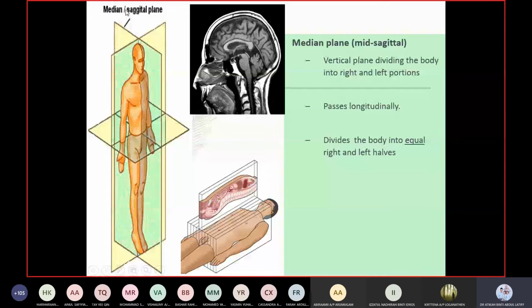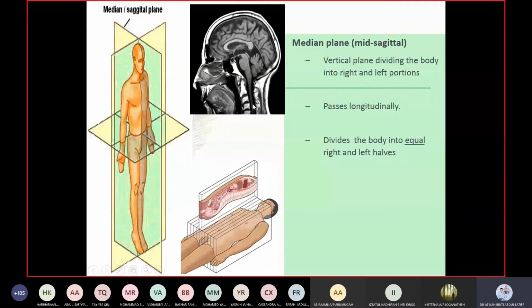It is a vertical cross section, or vertical plane, dividing the body into left and right halves. So for example, here you can see, if we do a mid-sagittal section, these are the structures that you can see. Okay, and here as well, in this X-ray of the human skull or human face, you can see this is a cross section.